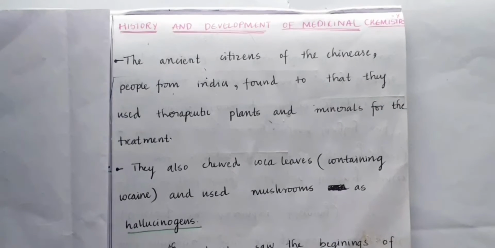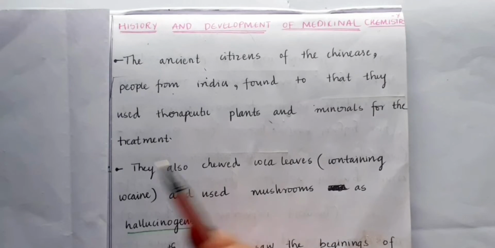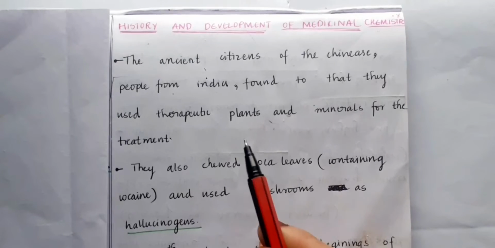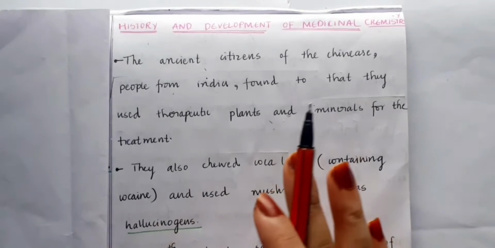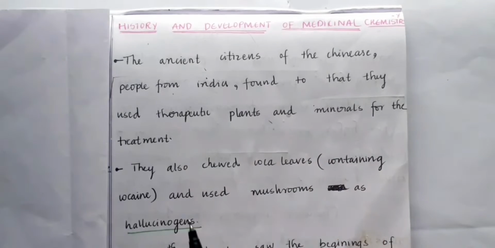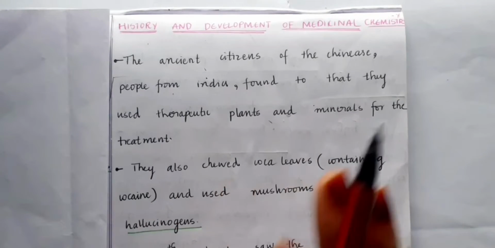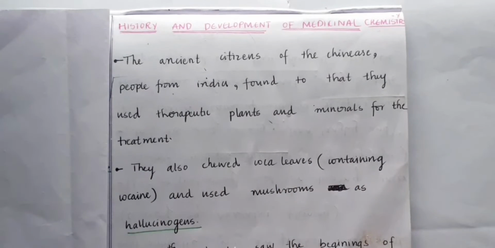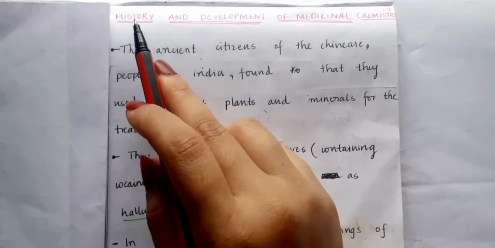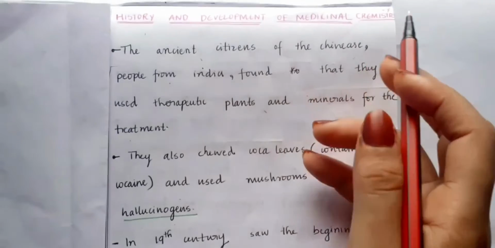In this topic, we can learn how the drugs were developed throughout history, what their uses and origins are, how they were developed, and what the reasons are for the development of medicinal chemistry. All these questions have to be completed in this topic. So let's begin: history and development of medicinal chemistry.